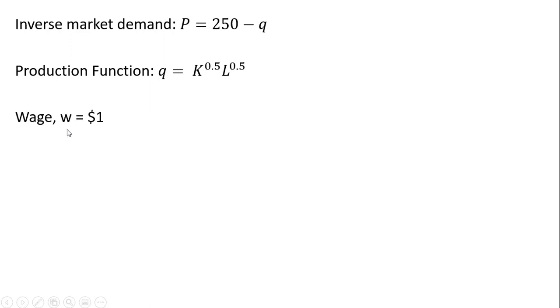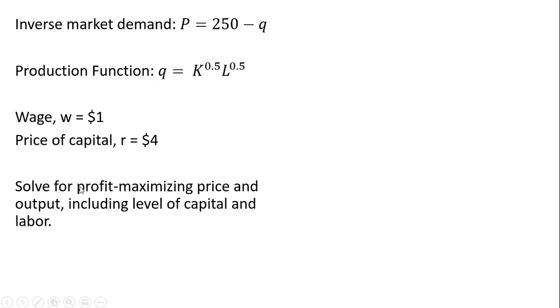The monopolist pays a wage of $1 per worker, and the price of capital, rental rate of capital, is $4 per unit of capital. We want to solve for the profit maximizing price and profit maximizing output level, including the level of capital and labor that this firm will hire.